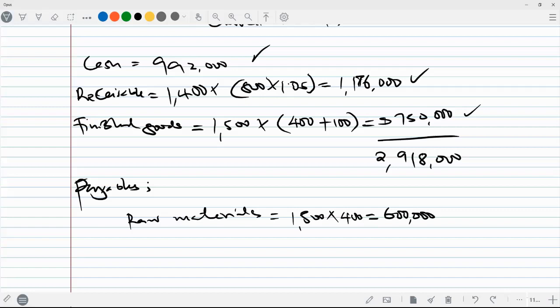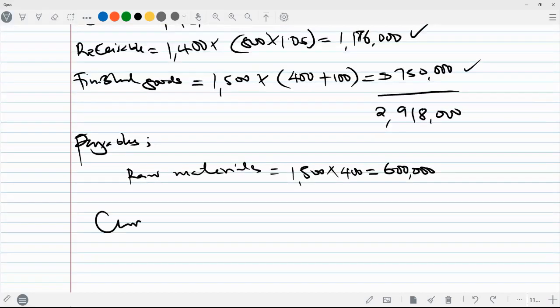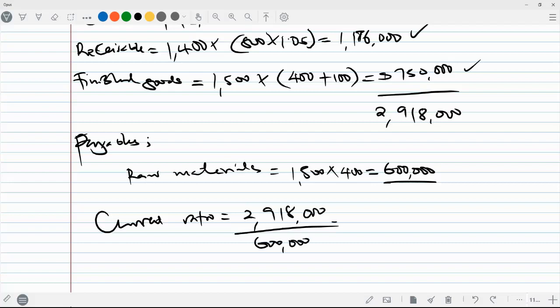For the case of the variables, by the end of the month they are paid for in the same month, so they're not part of the payables. And that is it. Therefore, current ratio is current assets, 2,918,000, divided by current liability, which is equal to 600,000, to give us 4.